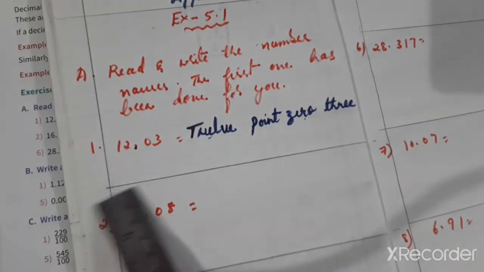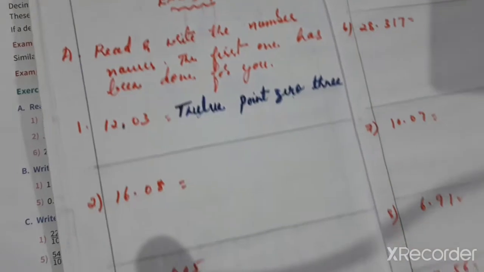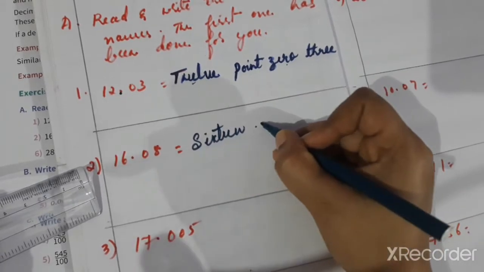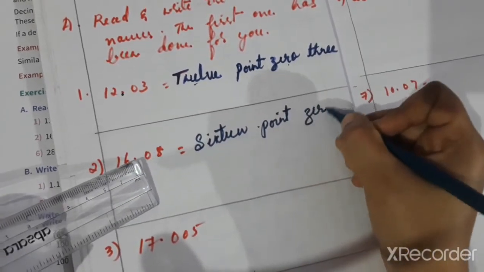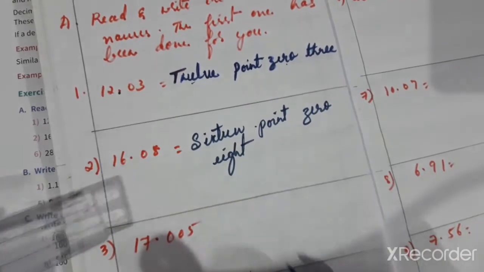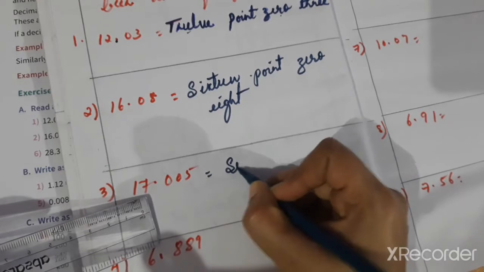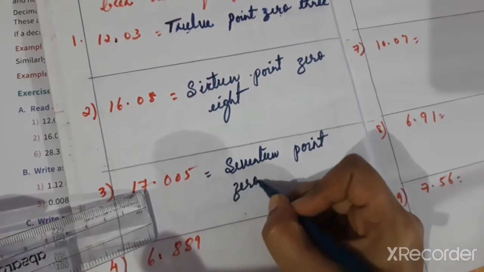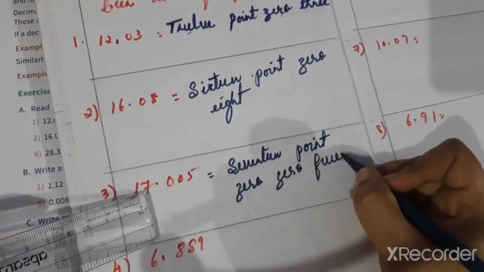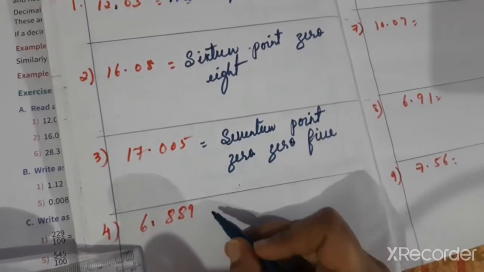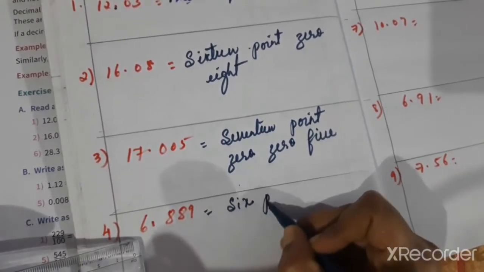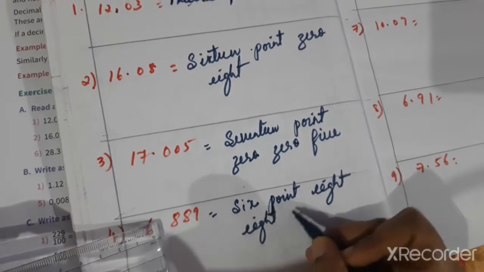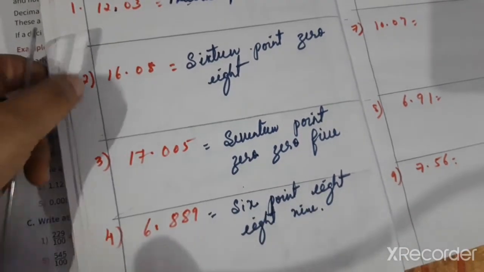Next is 16.08. Then this is 17.005. And the fourth one is 6.889.